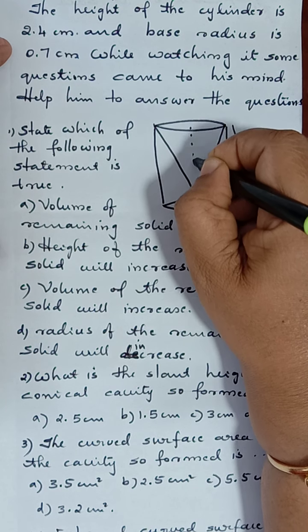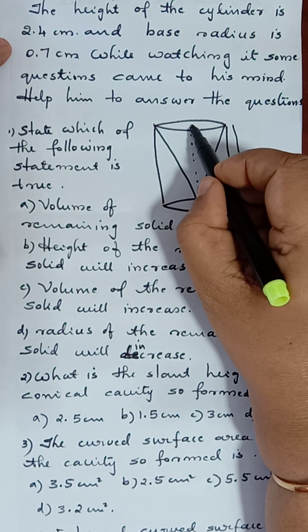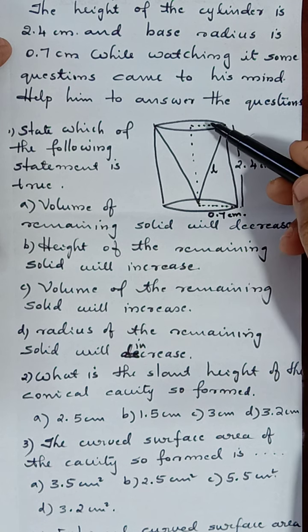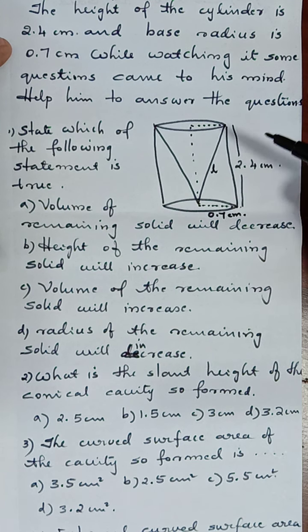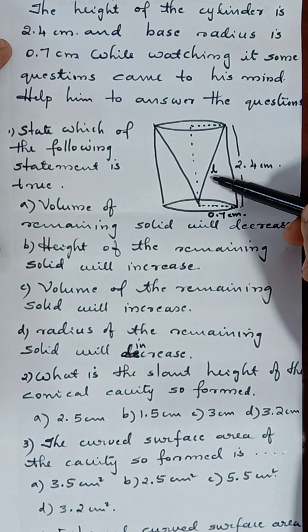Here, this will be the height 2.4 and this will be the radius 0.7. So radius and height we know. So what is the formula connecting radius, height and slant height?